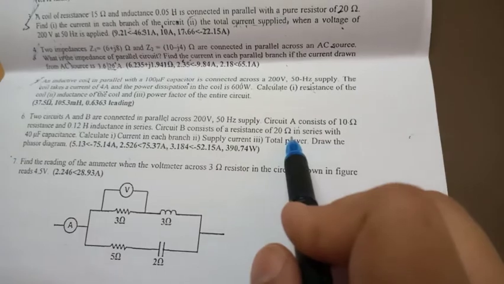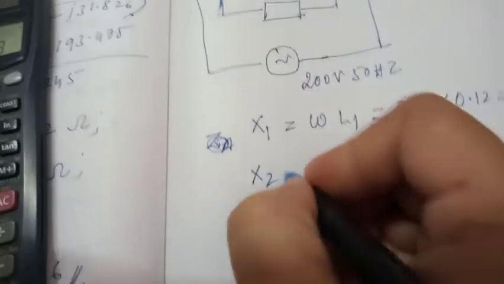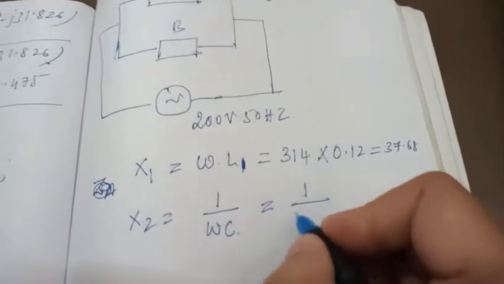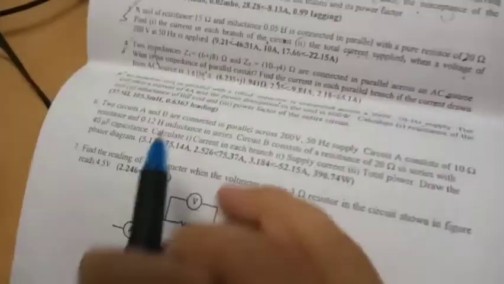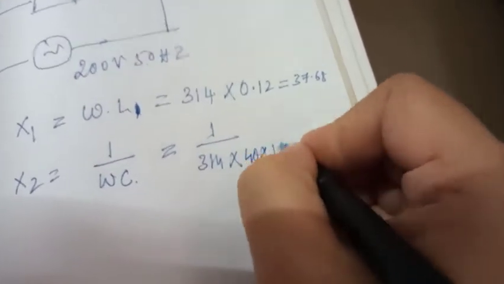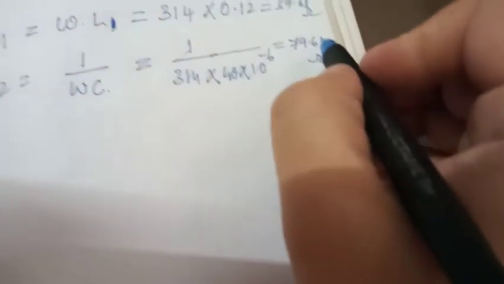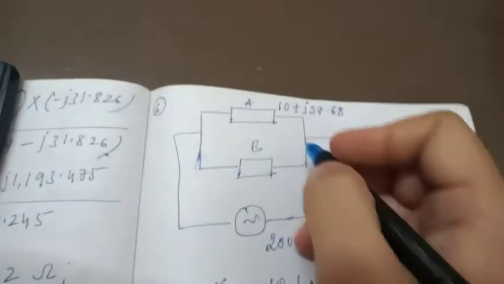Similarly, what is circuit B? Circuit B consists of resistance of 20 ohm in series with 40 microfarad capacitance. So X2 is equal to 1 by omega C, which is 1 by 314 into 40 into 10 to the power of minus 6. It will come around 79.61 ohm.